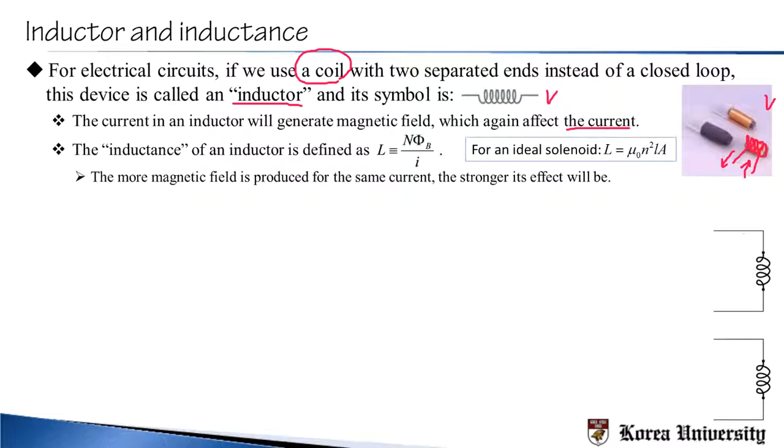This effect is described by a quantity called the inductance, and it is defined like this. It is defined as the number of turns in the coil multiplied by the generated magnetic flux divided by the original size of the current. Basically, if the same amount of current produces more magnetic field, then the effect of induction will be stronger. That's why we define it this way.